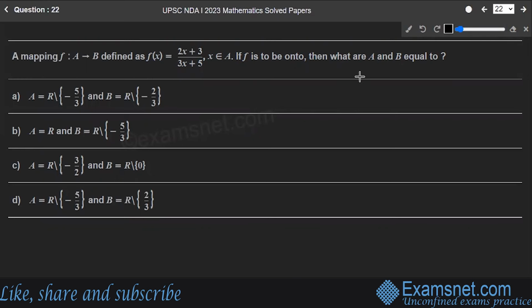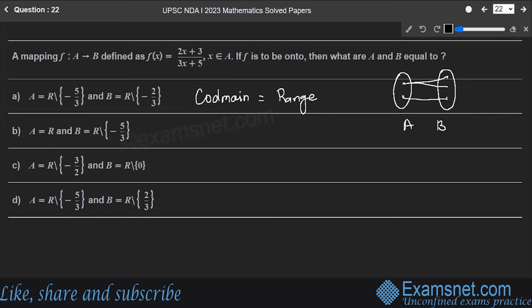So it says if A and B are two sets, then for every element of B, there exists one or more than one element matching with the set A. So if there are these three elements, then for every element of B, there exists an element in A. This is an onto function. And for onto functions, codomain is equal to range. Let's get back to our sum now.